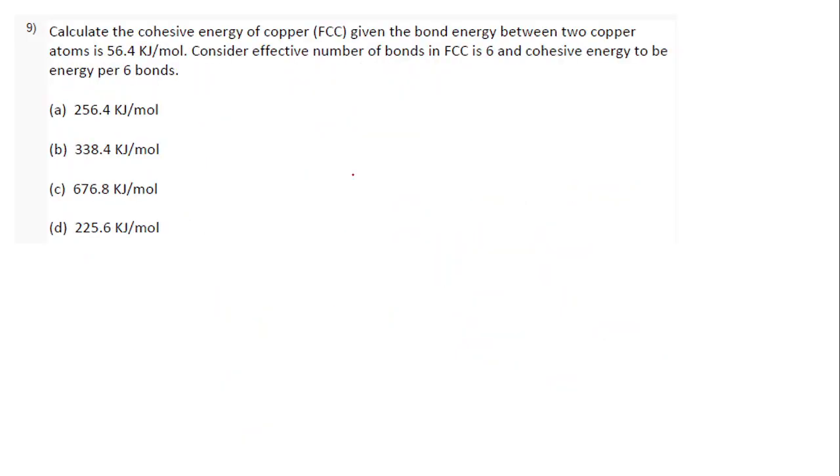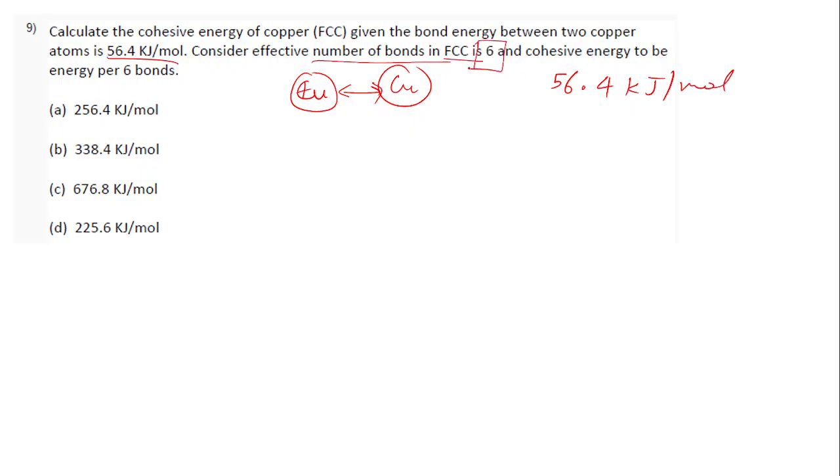Let's do it. Calculate the cohesive energy of copper given the bond energy between two copper atoms is this. So there are two copper atoms and together they form a bond, and the bond energy between them is 56.4 kilojoule per mole. Consider the effective number of bonds in FCC to be 6, and the cohesive energy to be 6 per bond.